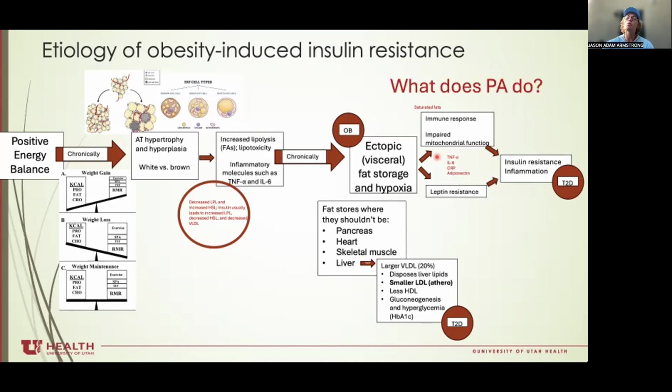Okay, what does physical activity do then? How does it get in the middle of this process? The physical activity decreases. It literally has the exact opposite effect on all four of these molecules. So where ectopic fat storage would lead to increased TNF alpha, increased IL-6, increased CRP, and decreased adiponectin, physical activity increases adiponectin and then decreases CRP, IL-6, and TNF alpha. Okay, so physical activity can help combat, at the very least, the inflammatory process.